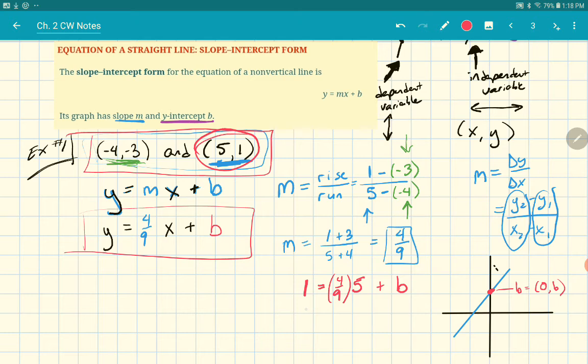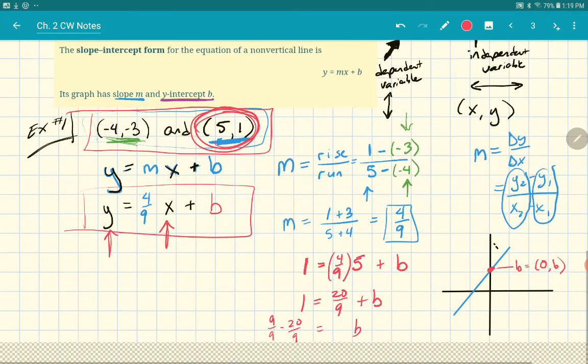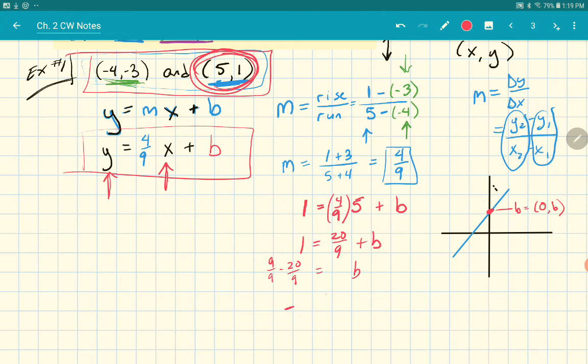But I can plug in that point 5, 1 into this x and this y, and I find another thing that's true. So now in this equation, the only thing I don't know is b, so I can solve for b. So I get 1 equals 4/9 times 5 is 20/9 plus b, and then solving for b, I subtract 20/9 from both sides. I'm going to re-express that 1 as 9 over 9, so I have a common denominator to subtract. And I get a negative 11 over 9 for b.